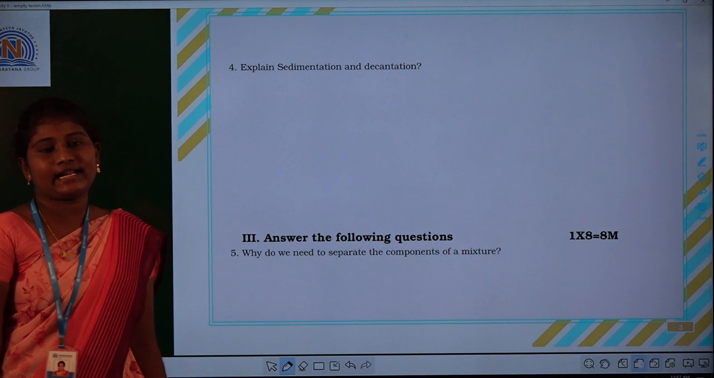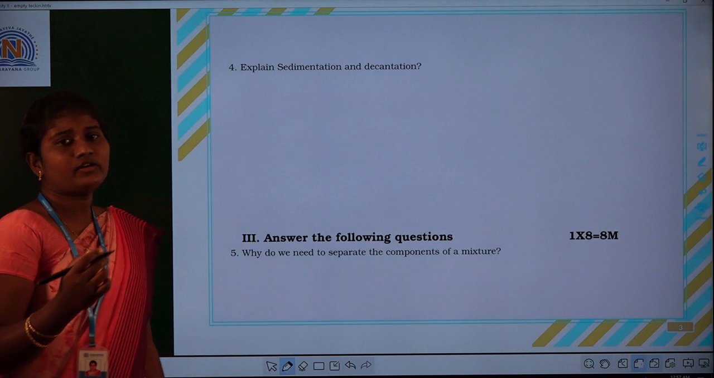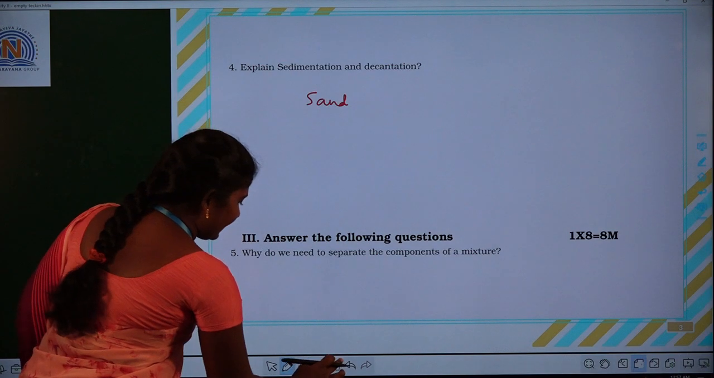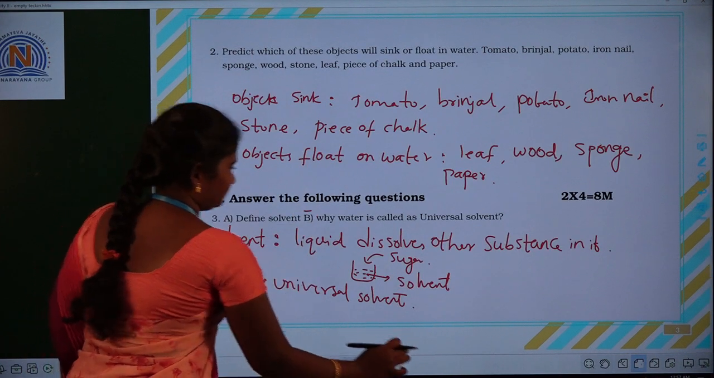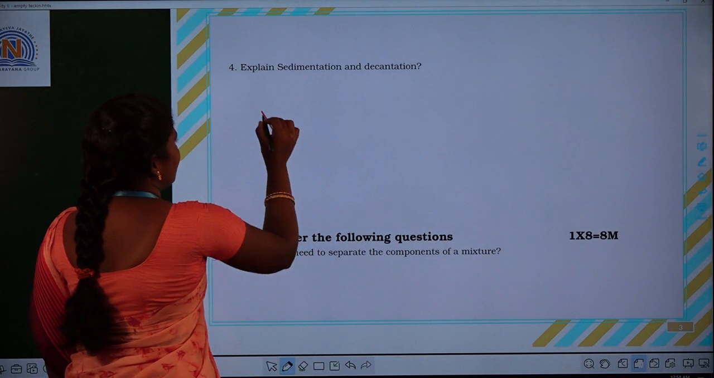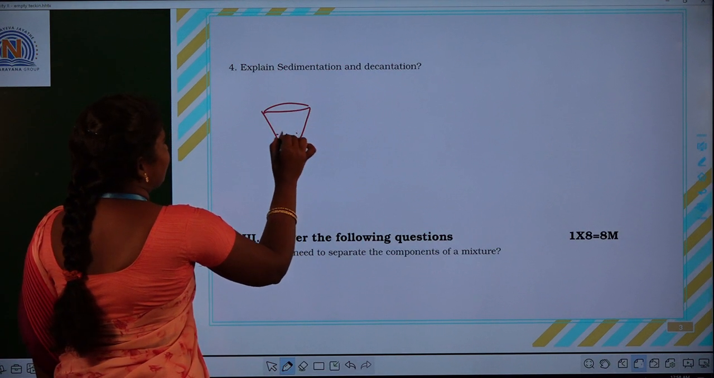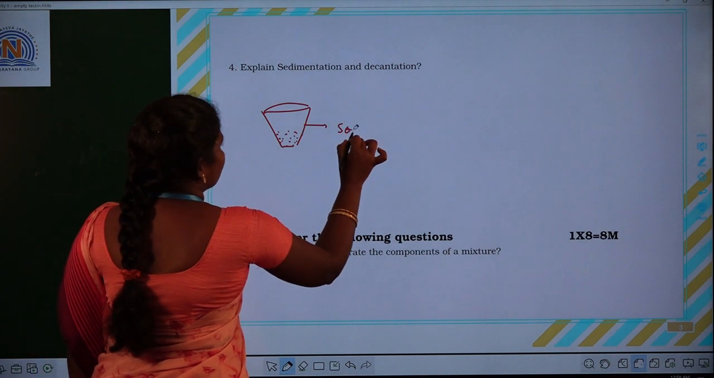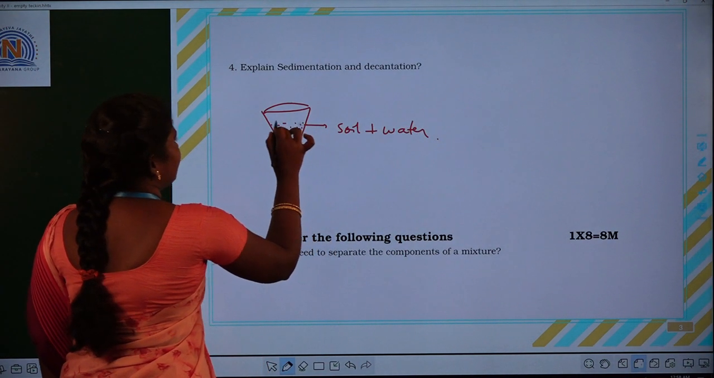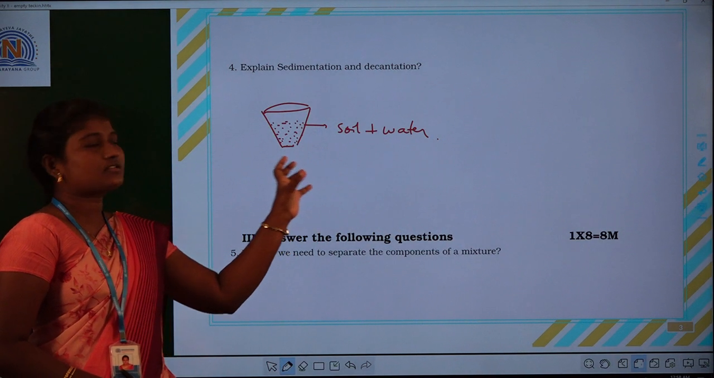Explain sedimentation and decantation. Let us see sedimentation. Here, take a mixture of soil and water in a glass tumbler. Soil and water we are taking in the glass tumbler. Keep this glass tumbler undisturbed for a few minutes.